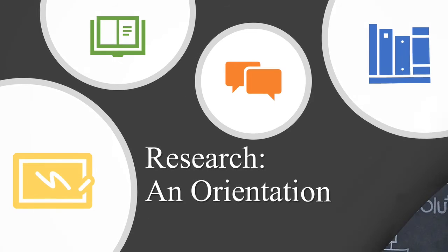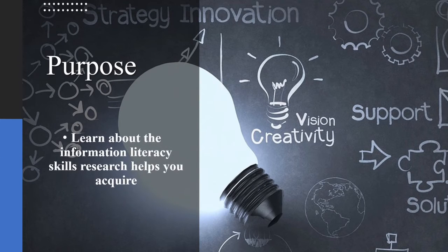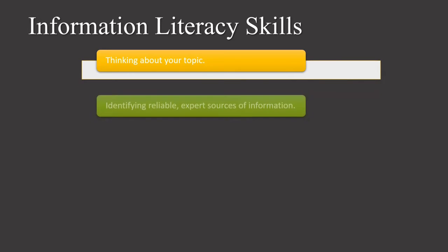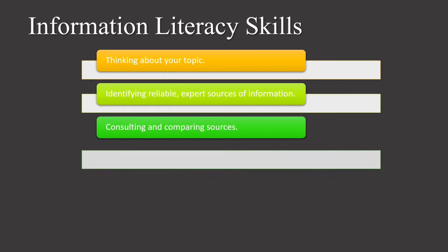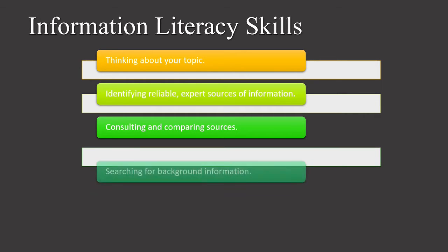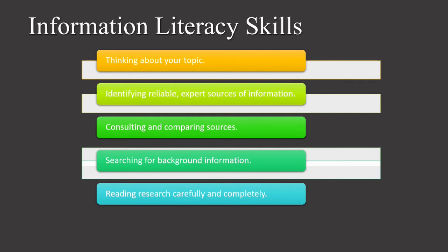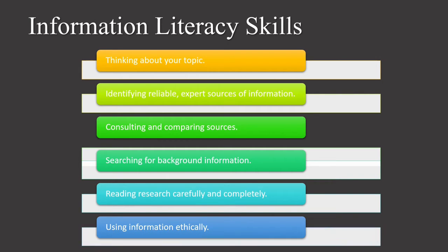Research and orientation. The purpose of this presentation is to help you learn about the information literacy skills research helps you acquire and understand the research process. The information literacy skills that you learn through research: thinking about your topic, identifying reliable expert sources of information, consulting and comparing sources, searching for background information, reading research carefully and completely, as well as using information ethically.